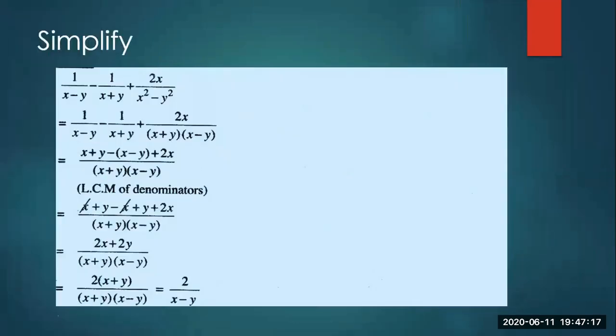Next question, simplify: 1 over x minus y, minus 1 over x plus y, plus 2x divided by x squared minus y squared. This question is given in fraction form. So the rule for addition and subtraction of fractions is that we have to make the denominators the same. We can do that by taking their LCM.